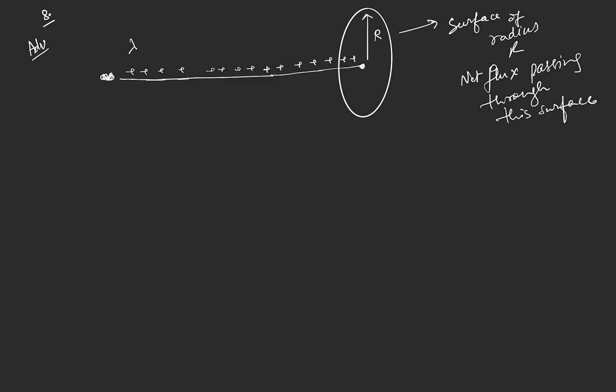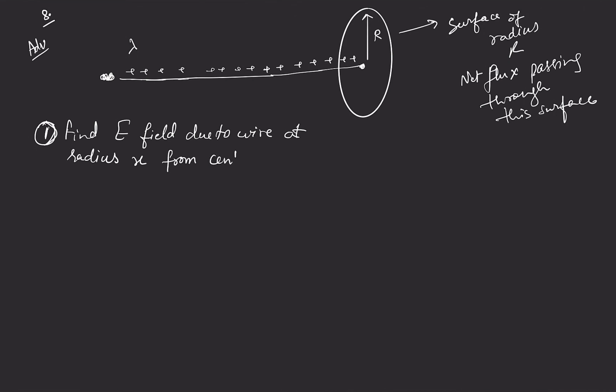So what we will do is, step number 1 is find electric field due to wire at radius x from center. So we will find, let's say at a radius x, how much electric field is at this point.